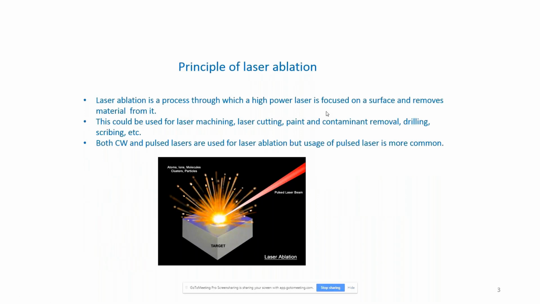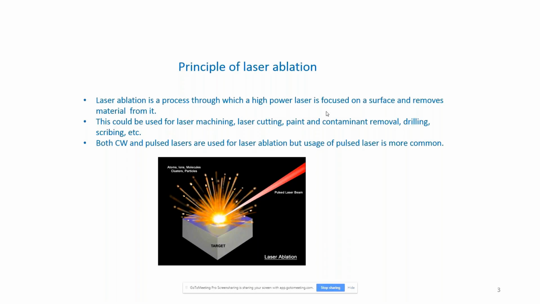So what is the principle of laser ablation? Laser ablation is a process through which a high power laser is focused on a surface and removes material from it. So it would cause production of a large amount of heat on the surface, and it will vaporize material from the surface. And this could be used for laser machining, laser cutting, paint or contaminant removal, drilling, scribing.